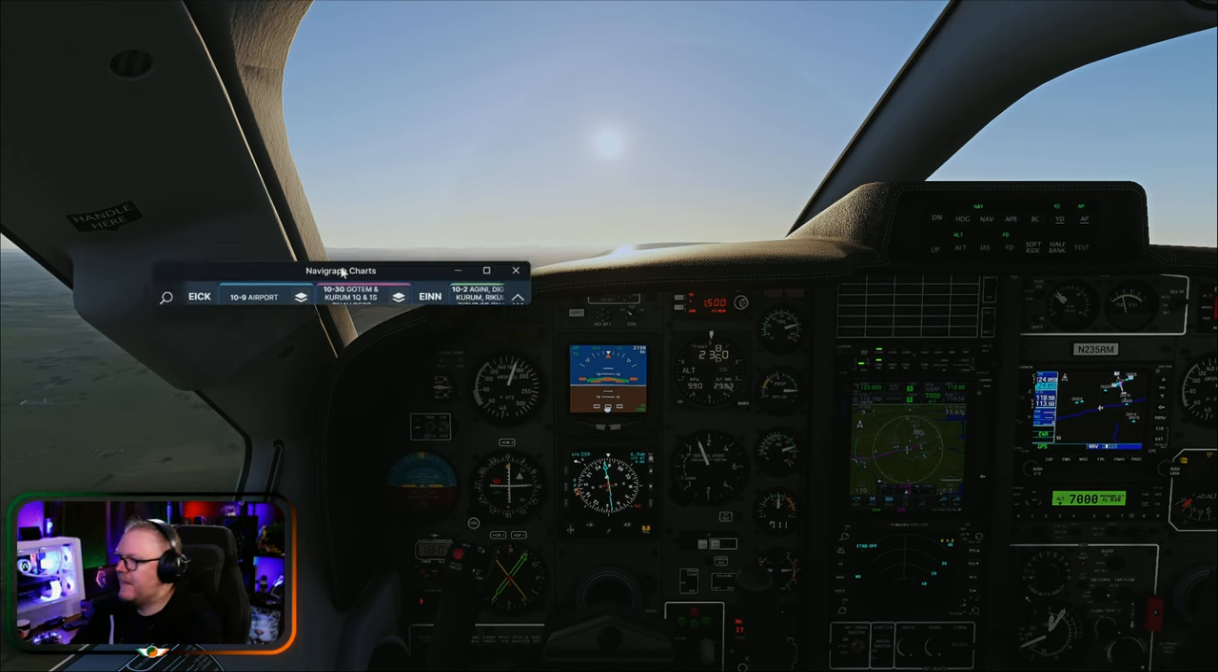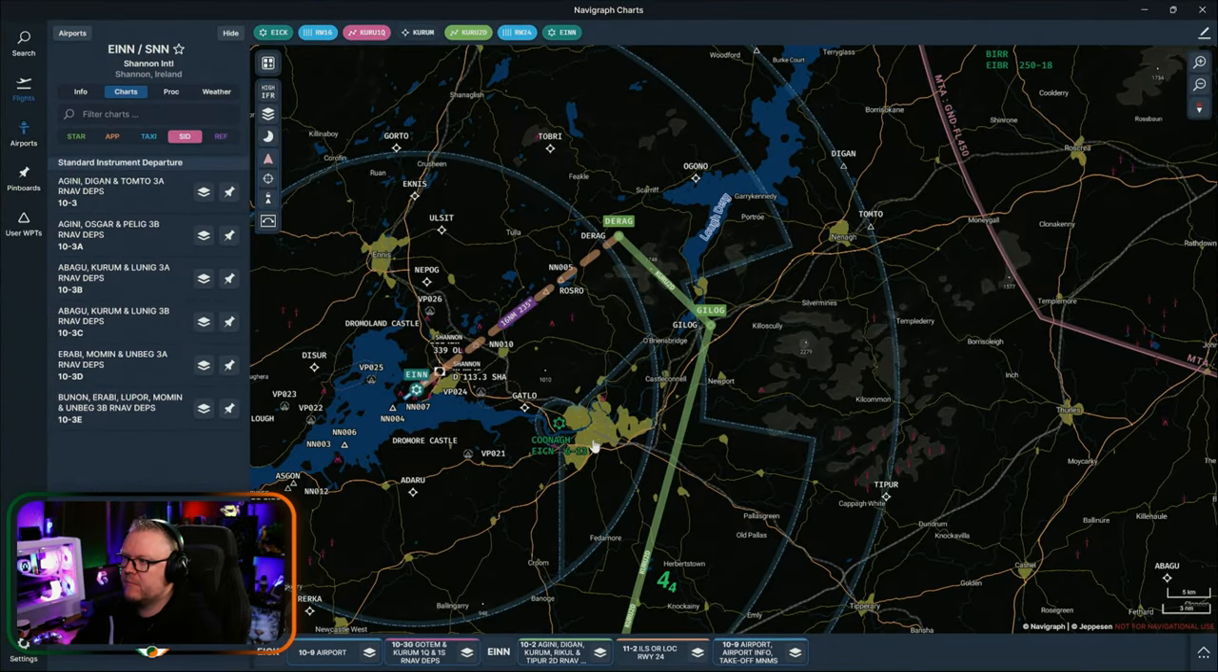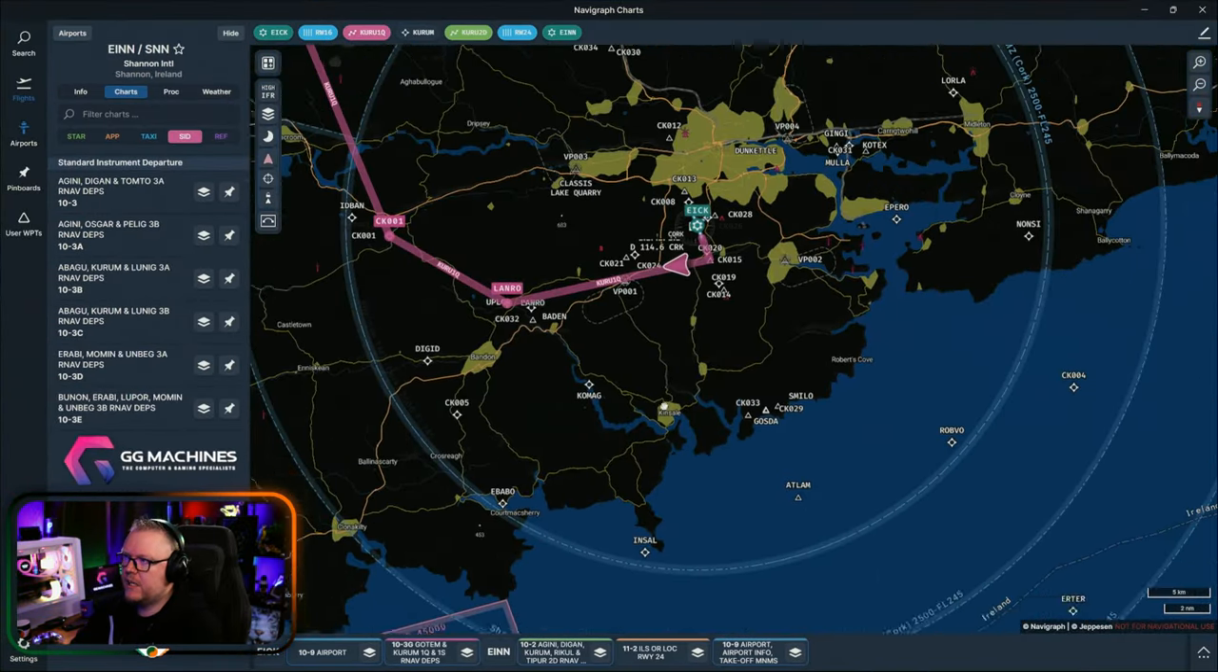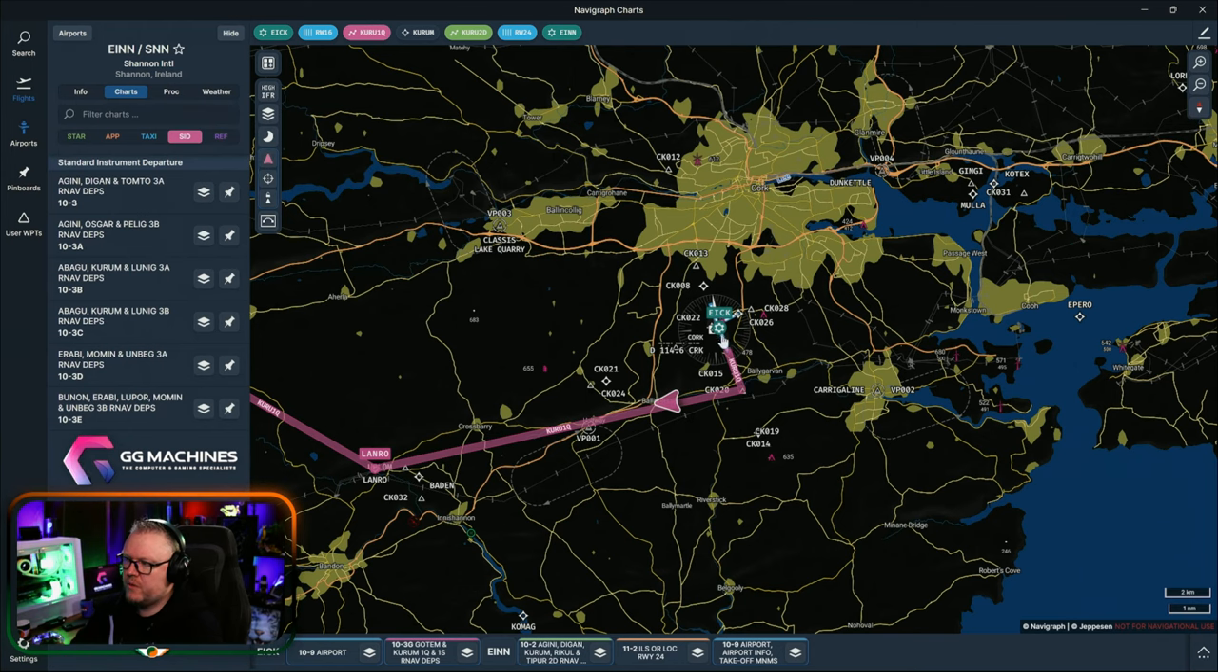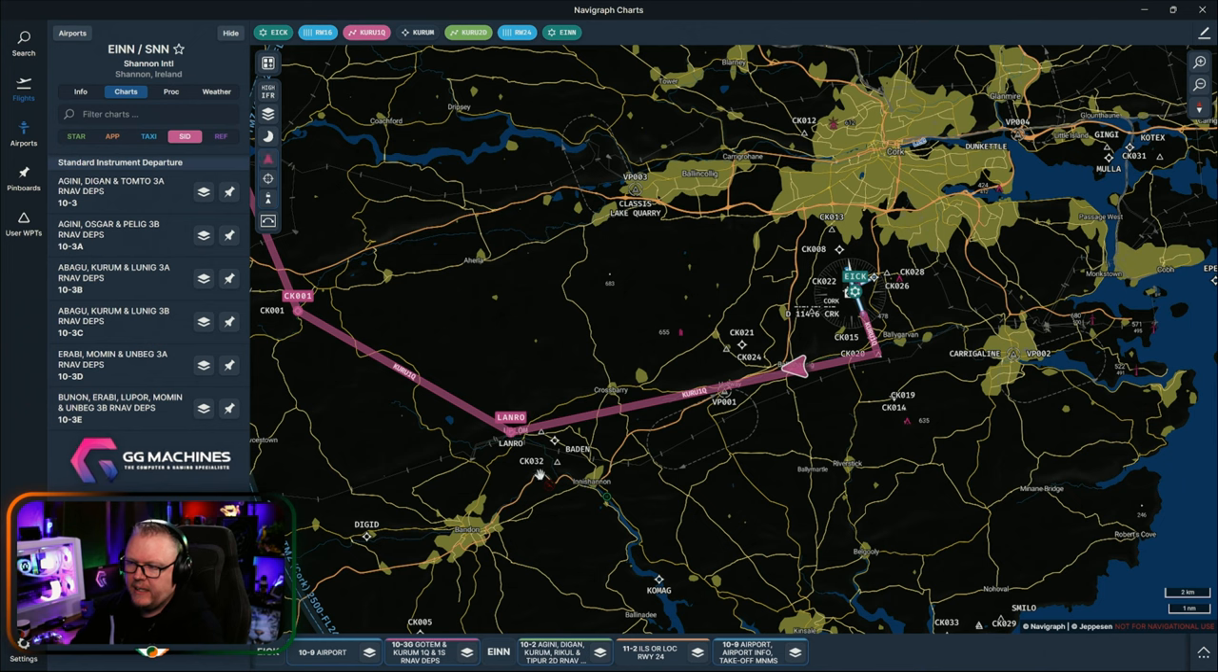I'm now on my merry little way of following the route. If I want to bring up my Navigraph, it's going to show me exactly where I am and what I'm doing. So here we are. We've taken off from Cork. We're now on the Curragh 1 Quebec, and we're heading straight to Lanro. Okay? Hey, Flipper Ally, good to see you.